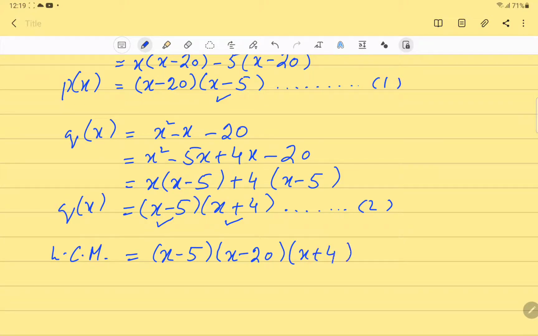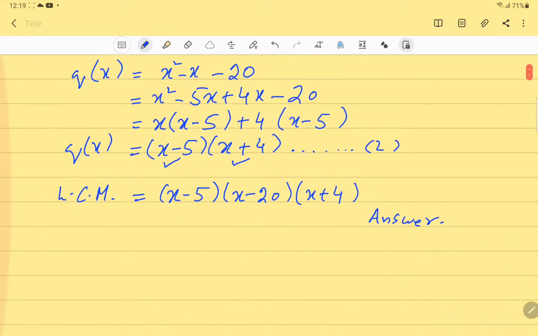x plus 4. So in both the expressions we were having 4 factors, but in the LCM we are writing only 3, because the common one we have taken only once. So what we have written now, LCM is equal to x minus 5 into x minus 20 into x plus 4. So this is the LCM and the answer to this question.